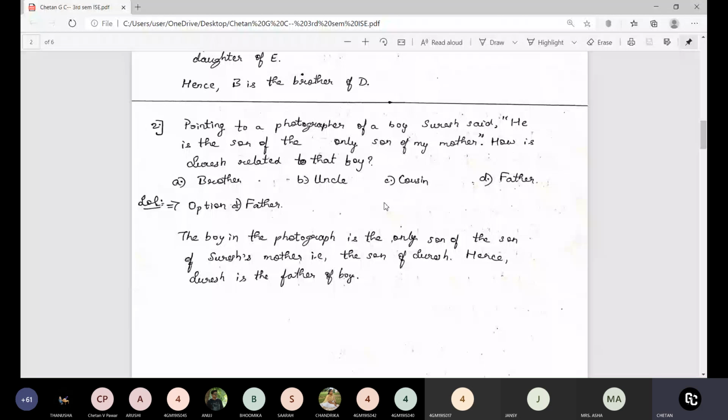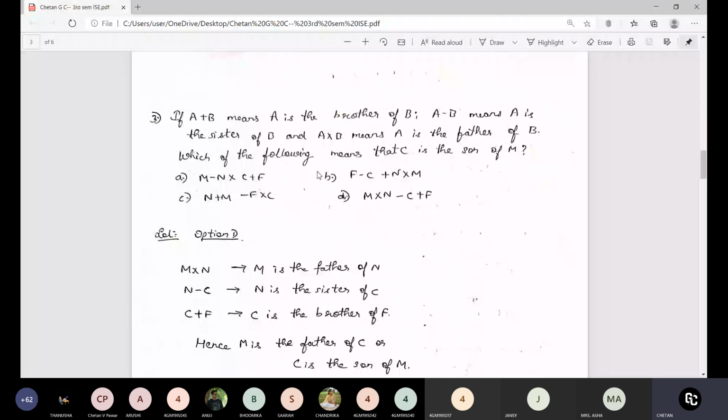So moving on to the third question, that is, if A plus B means A is the brother of B, A minus B means A is the sister of B, and A into B means A is the father of B. Which of the following means that C is the son of M? So here are some options. We need to find the correct sequence for this. So checking every option.